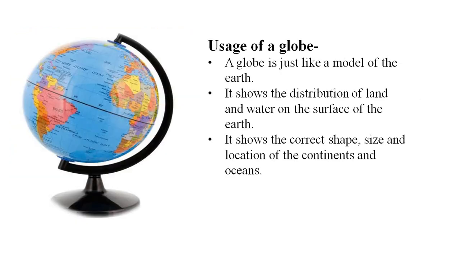Now we are going to discuss the uses of a globe. A globe is a simple and accurate model of the earth. It shows the distribution of land and water on the surface of the earth. It shows the correct shape, size and location of the continents and oceans. We can rotate it just like a top. Also, we can find a country or a city with the help of a globe.